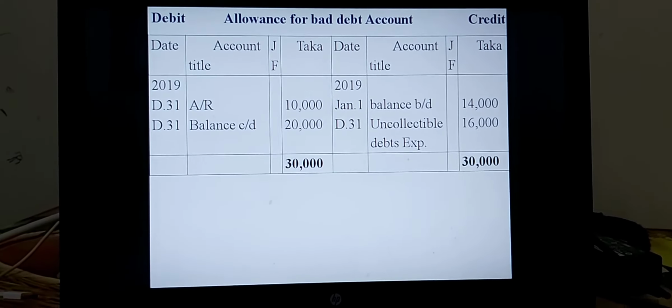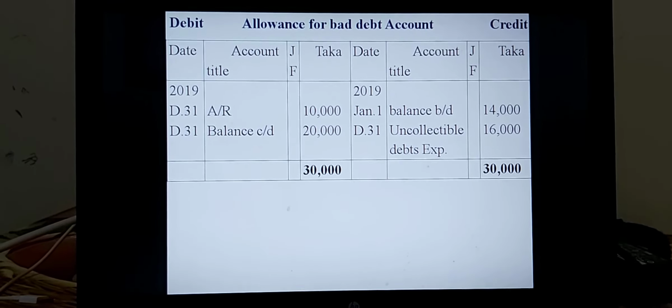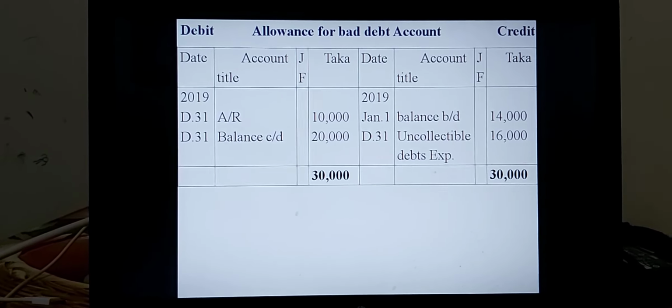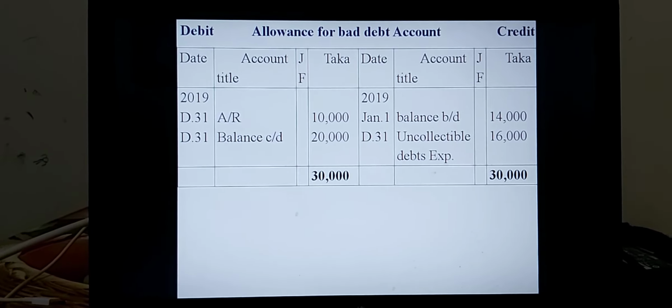Dear learners, I think you have already completed requirement A and requirement B. Accounting for receivables is a very interesting chapter for accounting first paper. You are seeing this is the very easiest chapter, or easiest recording procedure. So now we can go for requirement C.